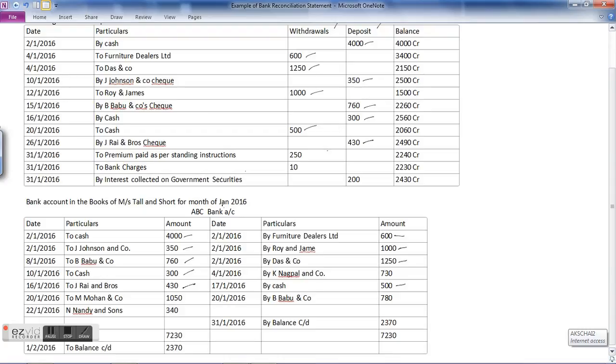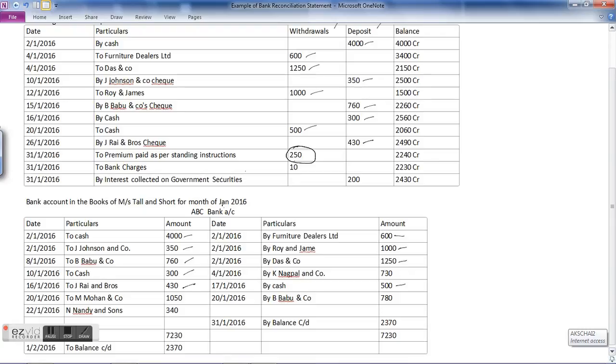Okay, then to premium paid as per standing instructions. So the bank has paid the premium as per standing instructions. Let's see if this entry is there in our bank account on the credit side, since it's on the debit side of the bank statement. So it's not there, right? So we'll just circle this because this transaction will appear in our bank reconciliation statement.